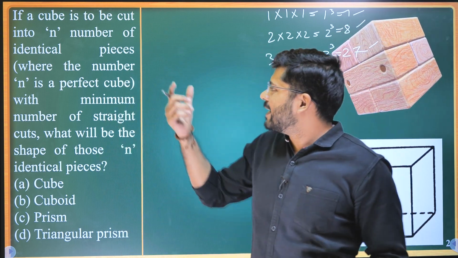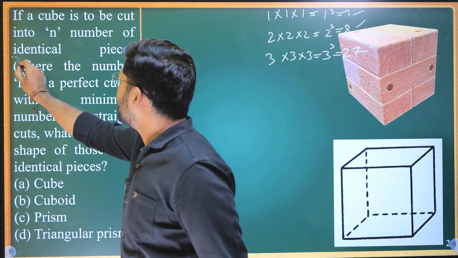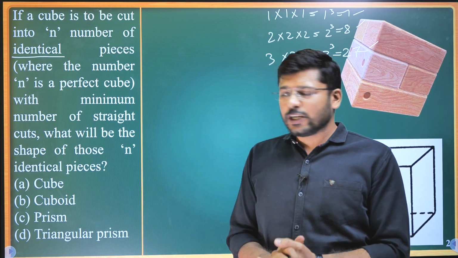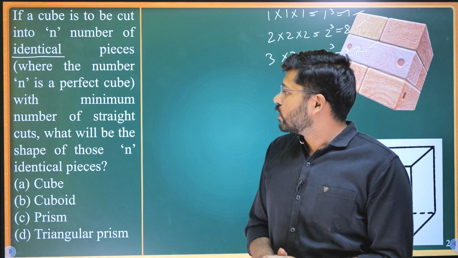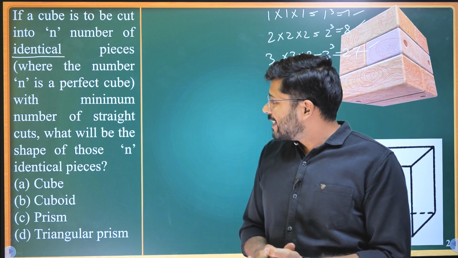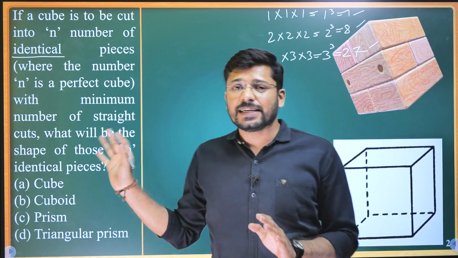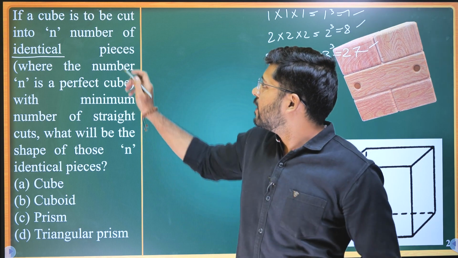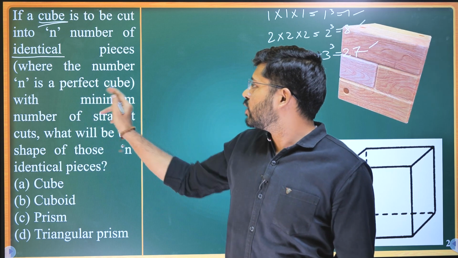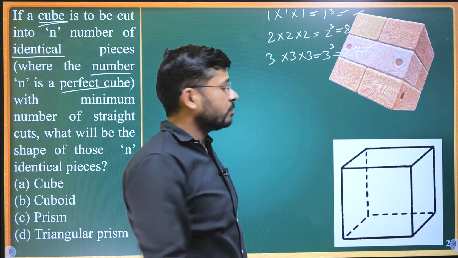If a cube is to be cut into n number of identical pieces, what does the word identical mean? It means exactly the same, where the number n is a perfect cube, with a minimum number of straight cuts. What will be the shape of those n identical pieces? Let's understand the question first. Before going to that, we shall understand what this cube is. A perfect cube number we understood. These are perfect cube numbers.